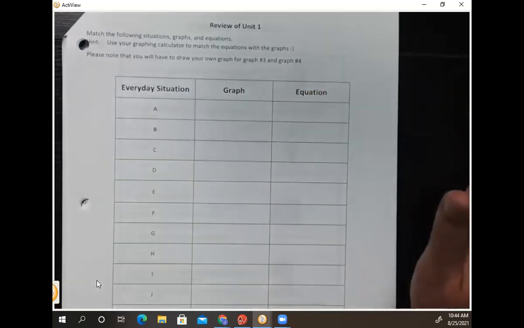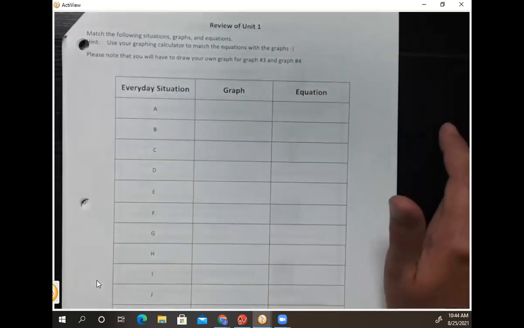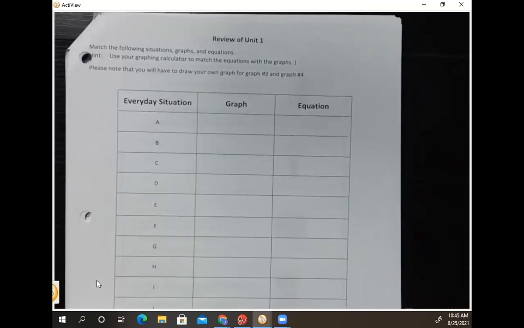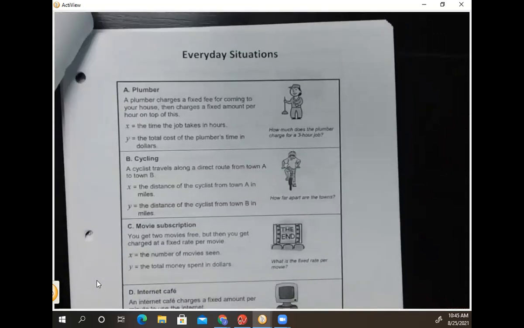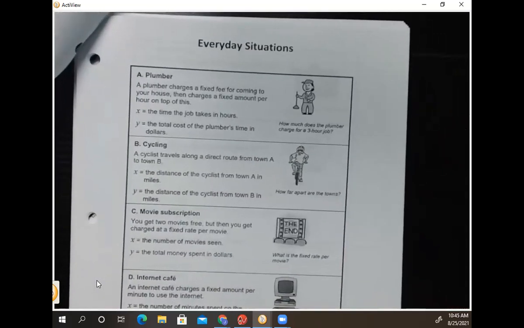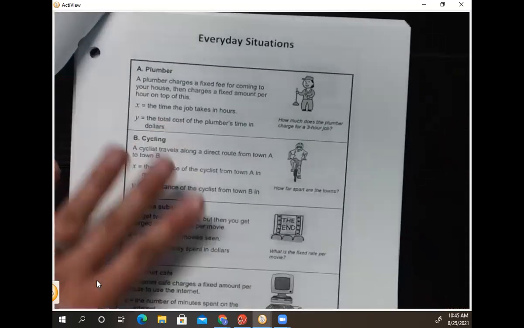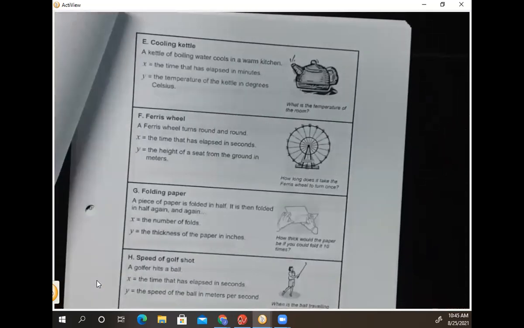That's what we just did. So that's where I suggest you start. Okay, pair up your graphs and equations. If you turn the page again, you've got your situations here. So I would skip these for now. We'll come back to those.